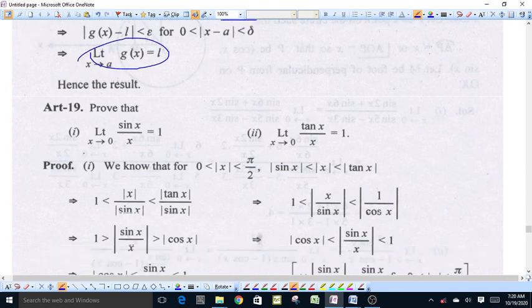Now we prove that the limit of sin x upon x as x approaches 0 is equal to 1, and also the limit of tan x upon x as x approaches 0 is equal to 1.